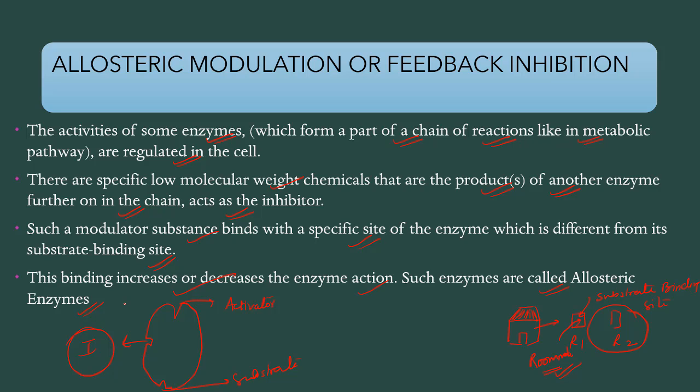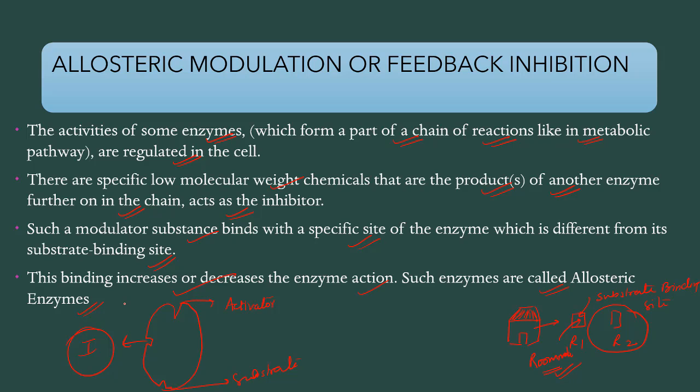All these sites other than the substrate binding sites are known as what? Allosteric sites. These allosteric sites are known as modulators or effectors. They are of two types: either activators or inhibitors. Either they activate or facilitate the process, or, if they are inhibitors, they will inhibit the process.